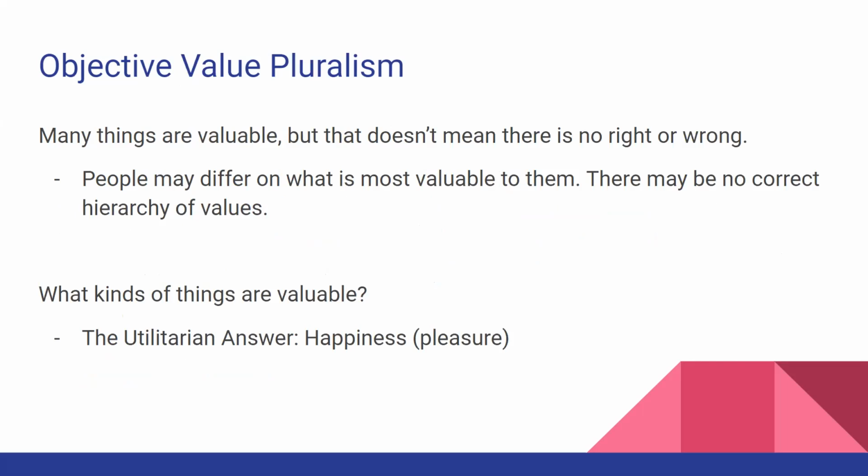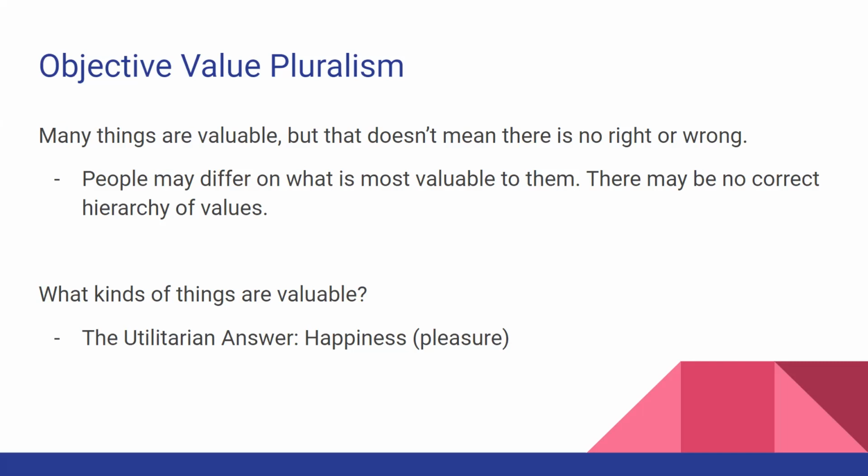All right, a nod towards relativism, though, is available, and that's when we think in terms of what we might call value pluralism. It might be the case that there are many different kinds of things that are valuable, but that doesn't mean that there is no right or wrong, right? It's possible that people have values and that people order their values differently. And it might not be the case ultimately that there's a correct hierarchy of values.